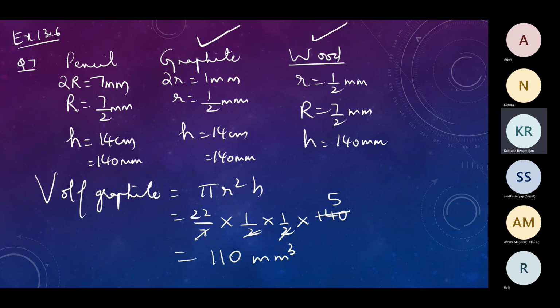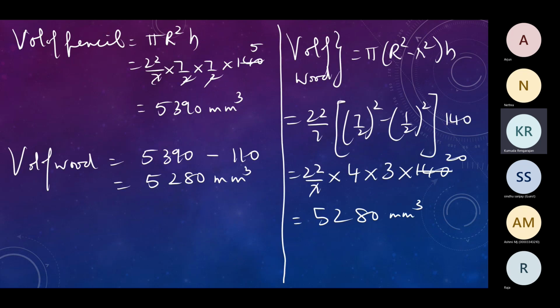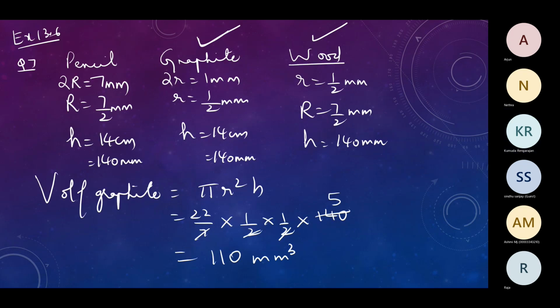These values you should understand. Volume of the graphite you can find using pi r square h. Volume of wood you can do in two ways. Either find the volume of the wood straight away using the formula pi r square minus r square into h, or you can find the volume of the pencil, and then volume of pencil minus graphite will be the volume of the wood. Anyways, you can do it. Yeah, take down, children.